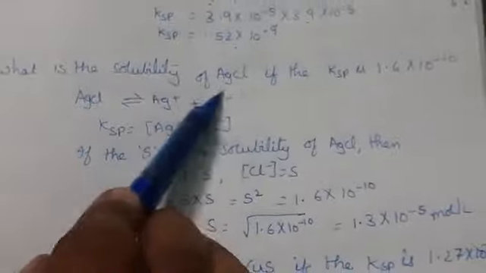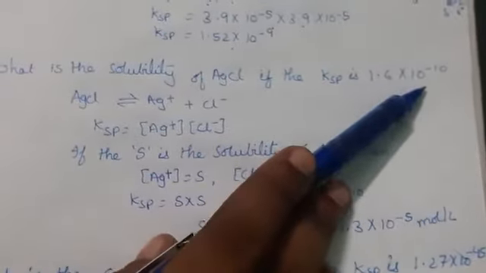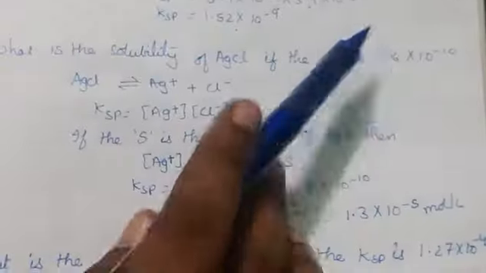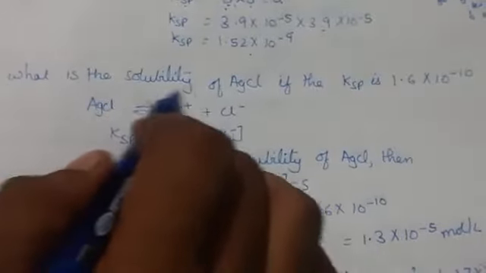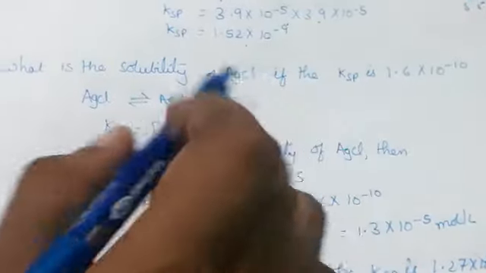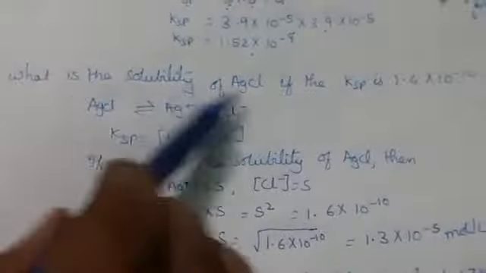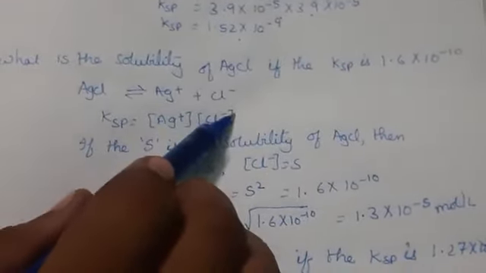So, next one, let us see. He told us to calculate the solubility of AgCl if the Ksp is 1.6 × 10^-10. What is the value they have given? The solubility product. So first of all, you have to write it in the equilibrium condition. AgCl gives rise to Ag+ and Cl-.